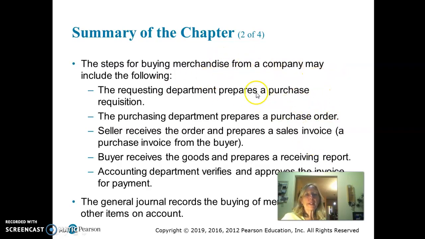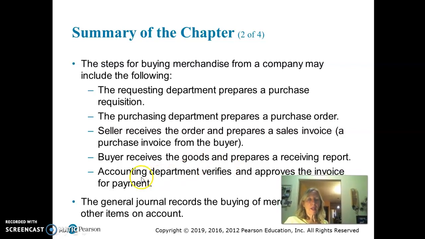So basically here are the steps for buying merchandise. You prepare a purchase requisition, and then the purchasing department prepares a purchase order. The seller receives the order and prepares a sales invoice. Remember, a sales invoice is like a bill. And then the buyer receives the goods and prepares a receiving report, making sure that the goods are all there and they're all in good shape. And the accounting department verifies it, approves the invoice for payment, and then the accounting department pays it.